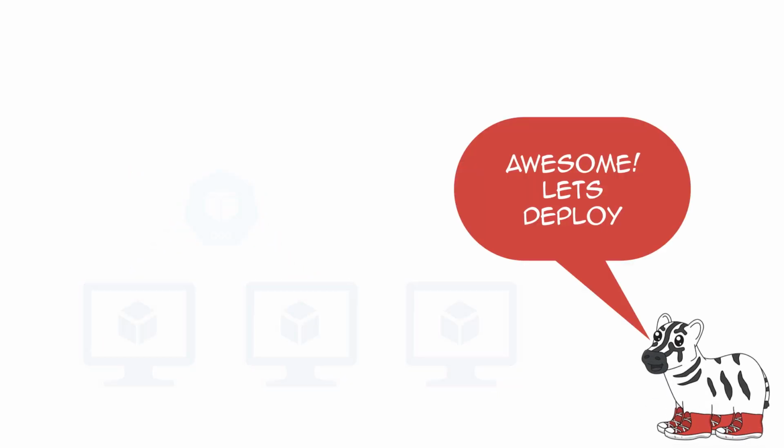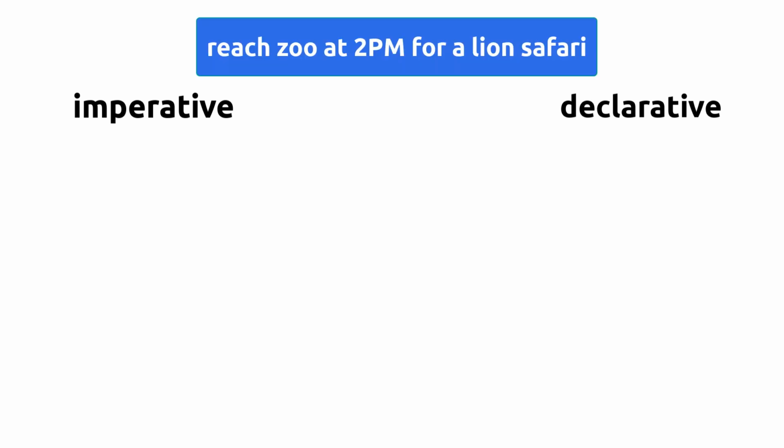Z was in a hurry to get to the practice labs. But before we jump into the practice labs, we need to understand that there are two broad ways you can create Kubernetes objects: imperative and declarative. For example, consider this analogy. Let's say Z wants to get to the zoo from her home and reach the zoo at 2 p.m. for a special lion safari.